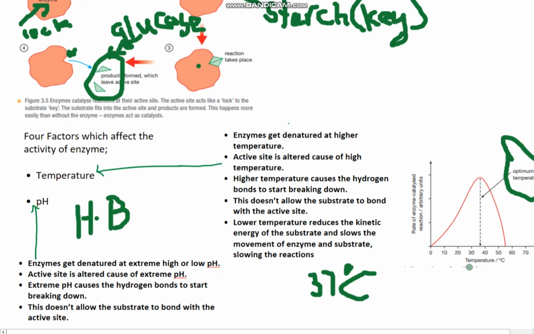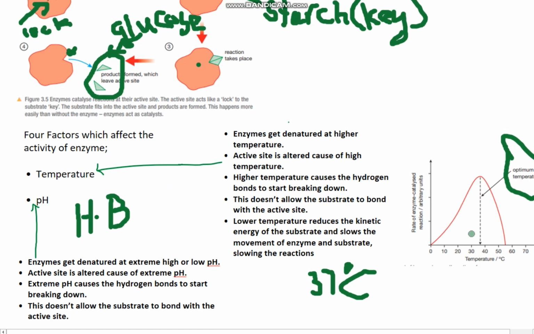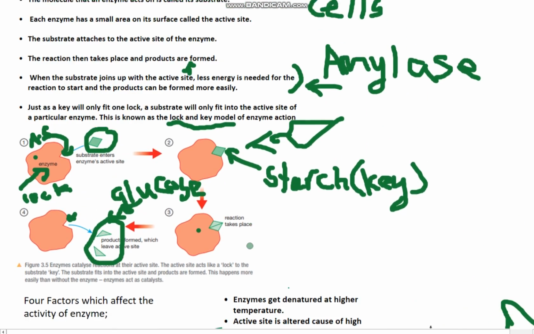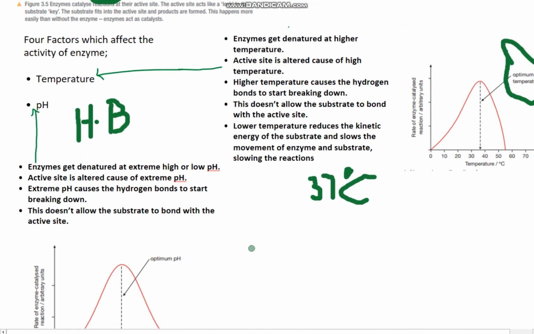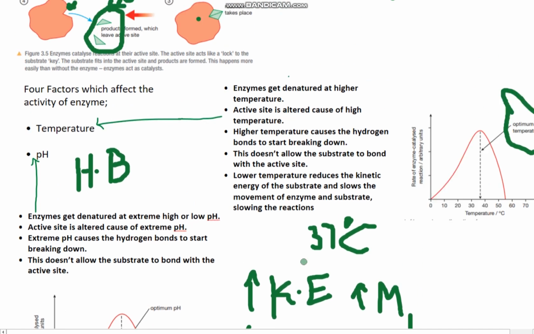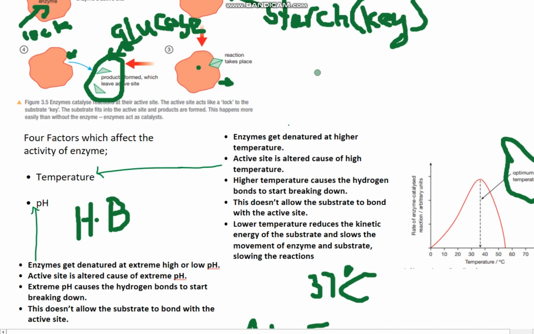At lower temperature, the kinetic energy of the substrate and the enzyme is low, which causes them to move slower toward each other, which causes the reaction to take place in a lower quantity. In the sense of chemistry, when the kinetic energy is higher, the movement of the particles, enzymes or substrate is quicker. So as the kinetic energy falls, the movement of the particles, substrate, enzymes, everything falls down. So this causes the enzyme and the substrate to move slower to each other.